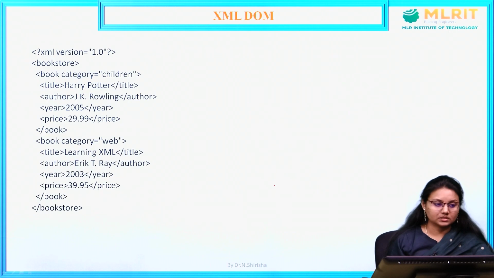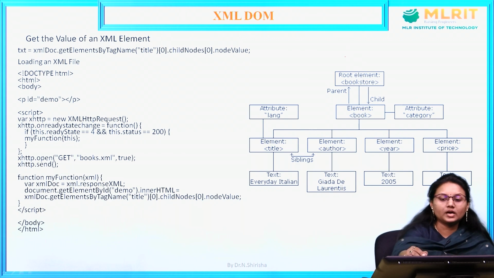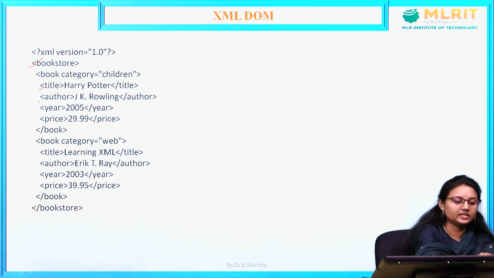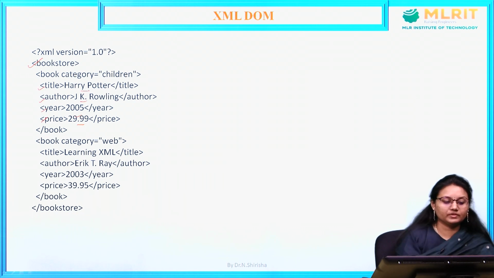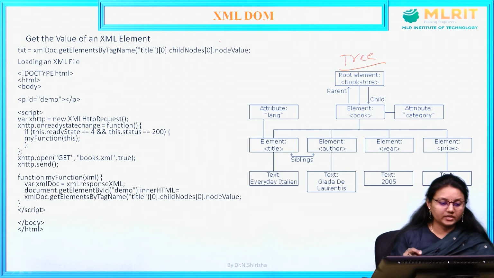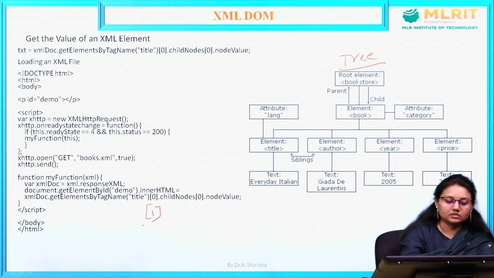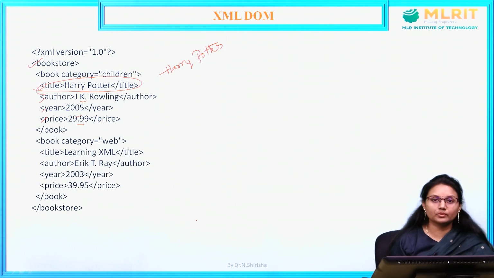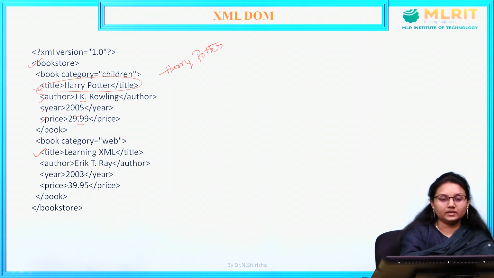Okay. Next, this is a program. I just wanted to show you the tree you have. For this tree, this is the program you have to write. Bookstore with the title, author, year, price, and these are the values that we have given. If you are passing this program, then what is my title 0? Harry Potter. So Harry Potter will be the output. Suppose I wanted to replace this with title 1, child node of 1, dot node value, then what happens according to this program? This is my second title, so Learning XML will be the output.